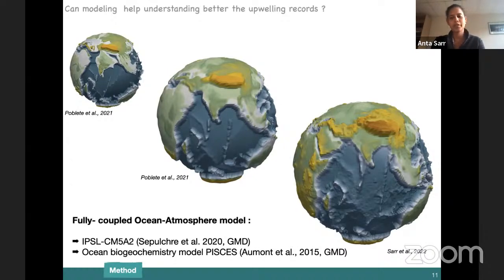And I did perform different simulations, basically targeting changes in paleogeography around the 13 million year date, that seems to be very important in the paleoceanographic records. So this includes an early middle Miocene simulation. So this is the globe in the middle. This is a geography from Poblete 2021, and also a late Miocene simulation. This is the right plot. And all the results I will show here are based on those simulations.